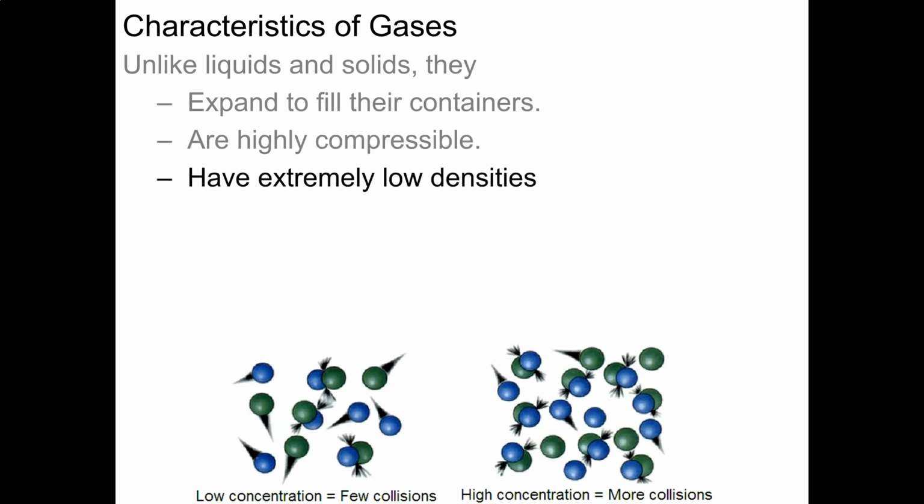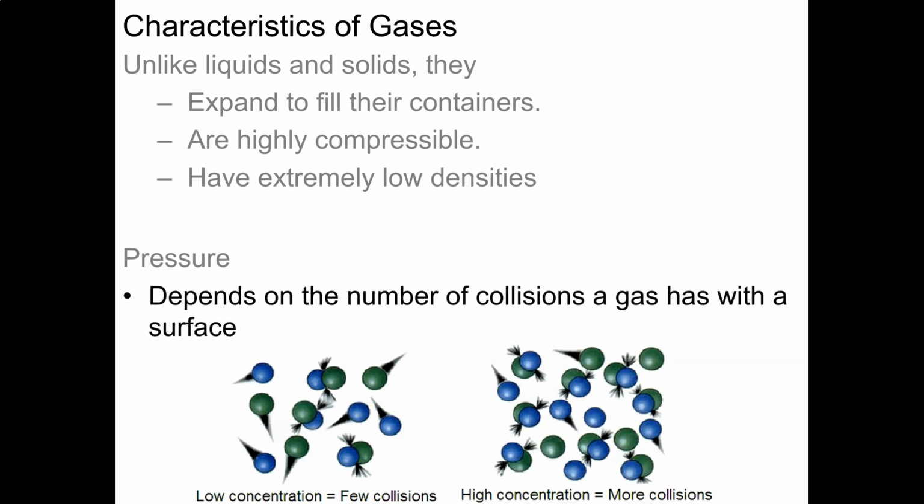They have extremely low densities. Remember, density basically refers to whether something floats or sinks on top of something else. So gases are the least dense out of the three states. So they'll always be above them. So that's why gases are floating above us in the air.